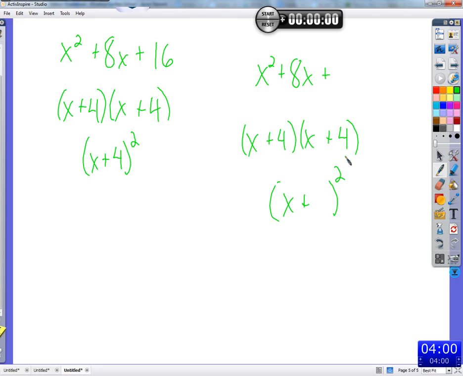Okay. Well, since we know that we have to add to make 8, we know that how it's going to factor is going to be x plus 4 times x plus 4. This number then would have to be 16. This number times this number.